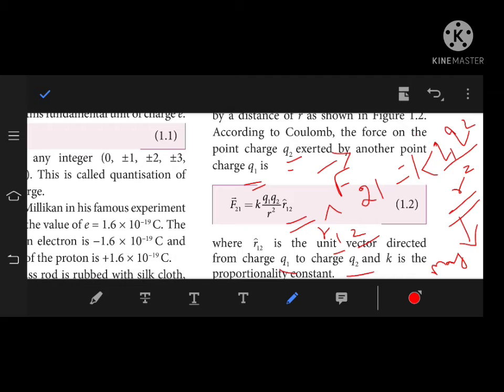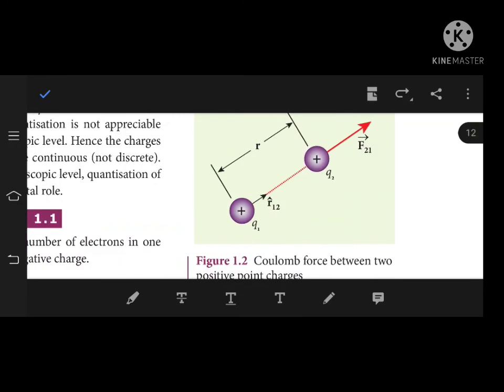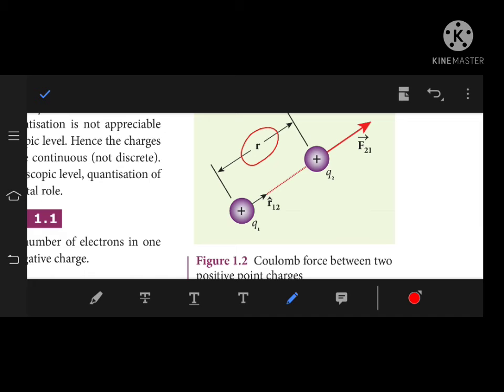Now look at this diagram. Here we have two positive charges. We know that same kind of charges repel each other. The two charges q1 and q2 are separated by a distance r. These two charges experience a force. So what is the F21 vector? The force on charge 2 due to 1. The charge q1 repels the charge q2, so the force direction is away from the charge. That is the F21 vector, and the arrow mark gives the outward direction.